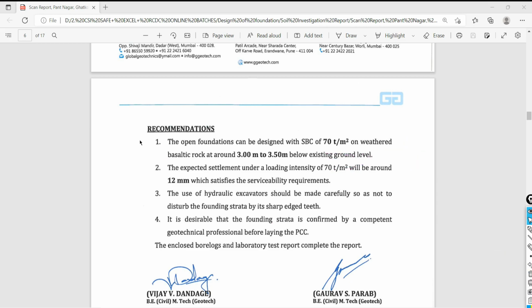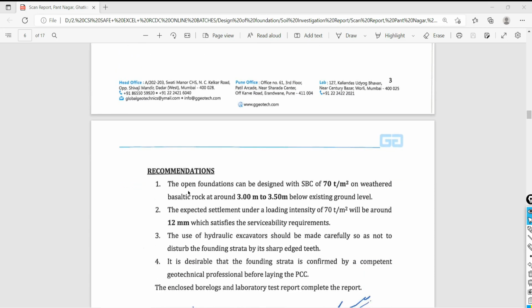So finally, the summary of all your investigation you will get in the recommendation. So what recommendation is there? Open foundation can be designed, isolated foundation you can design, simple pad foundation you can design, and SBC you have to take as 700 kilonewton per meter square, or 70 ton per meter square, on weathered basalt rock at a depth of 3 meter to 3.5 meter below the existing ground level.